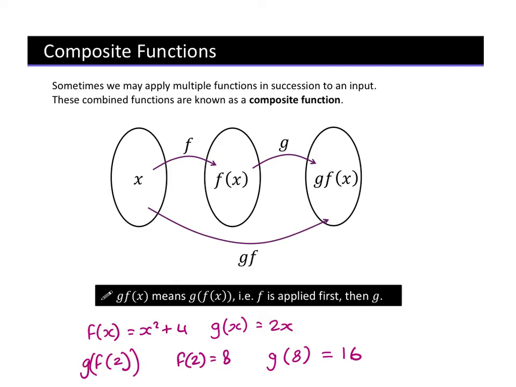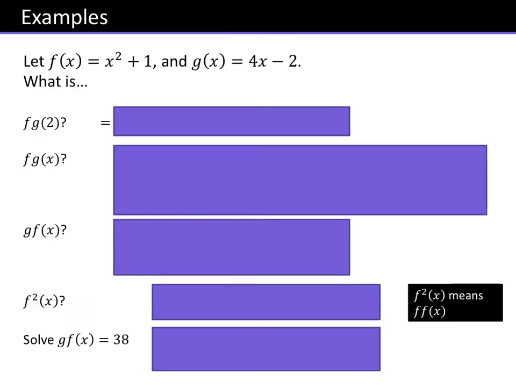Now, we might be doing this with algebra. So f of x is x squared plus 4. And if we're finding g of f of x, I'm going to substitute x squared plus 4 everywhere there's an x. So we substitute that in here. We should be happy with this from GCSE.